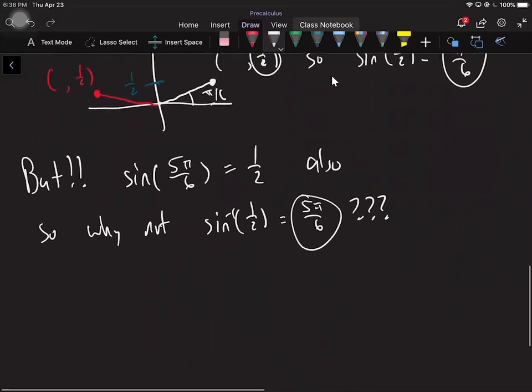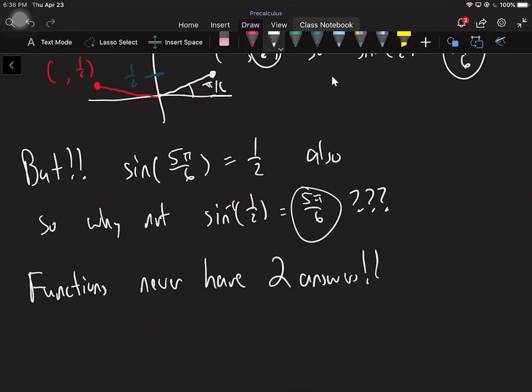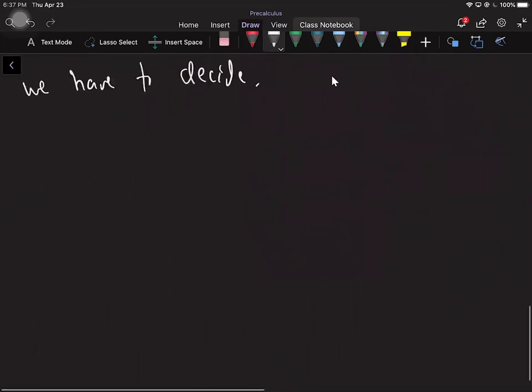Well, then it's not a function if you have two answers. So functions never have two answers. So we have to decide. And it is arbitrary, but once we fix a decision, it has to always be the same decision. You can't change it.